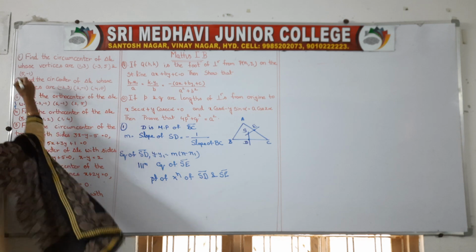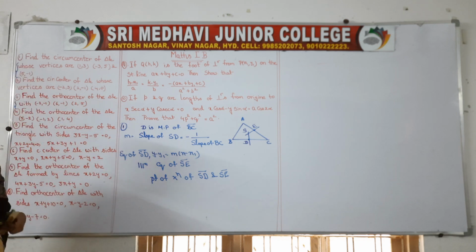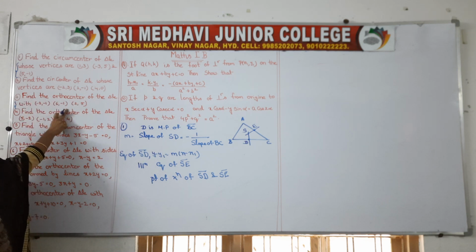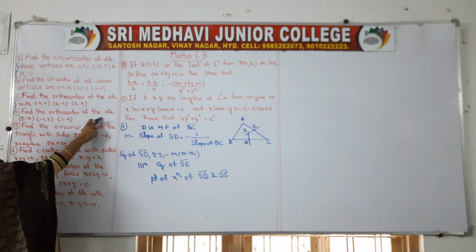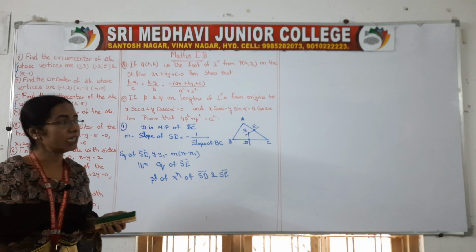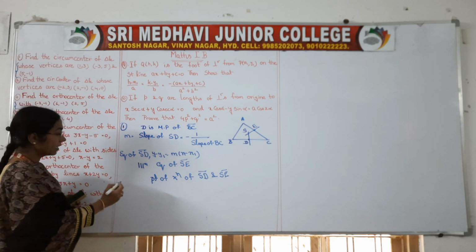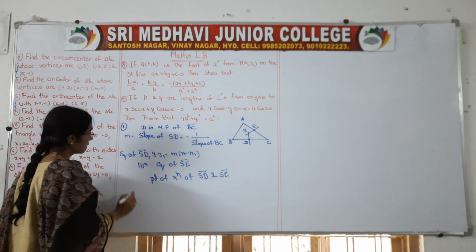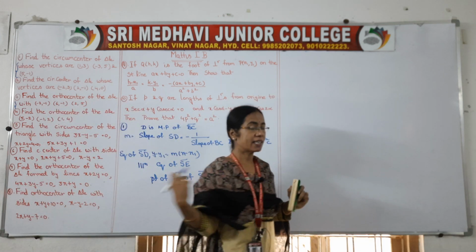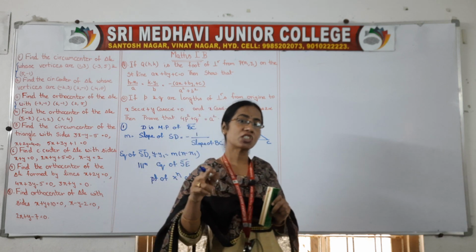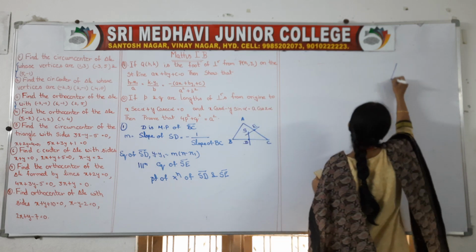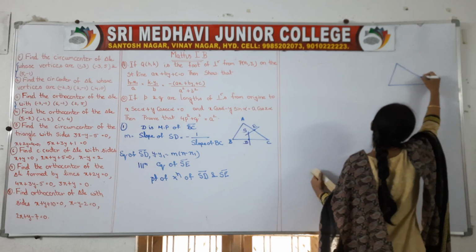These two are of the same type and these two are of the same type. Observe the third question: find the orthocenter of the triangle with these points. Similarly, find the orthocenter of the triangle with these three points. Okay, so how will we find the orthocenter? Here I will explain. See, for the circumcenter I said point of intersection of perpendicular bisectors. The orthocenter means point of intersection of altitudes, right?